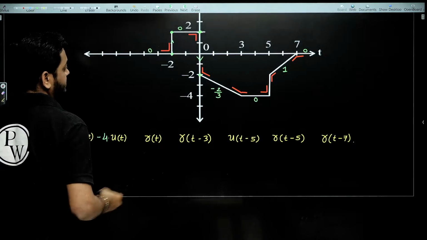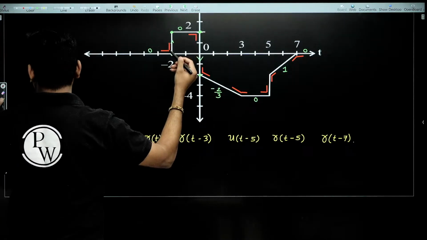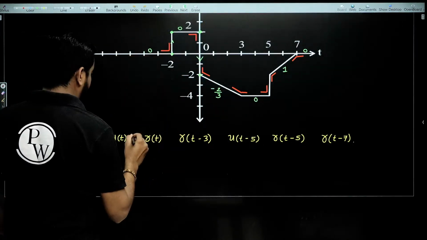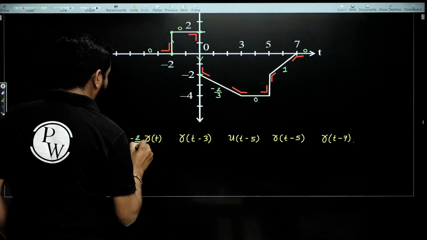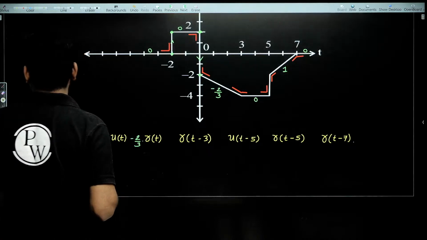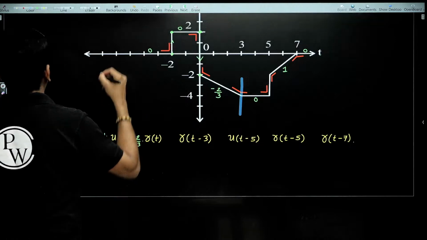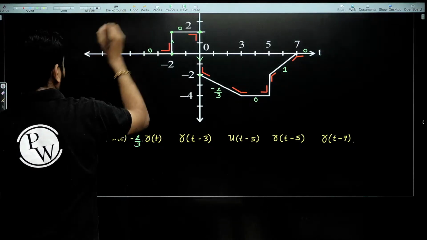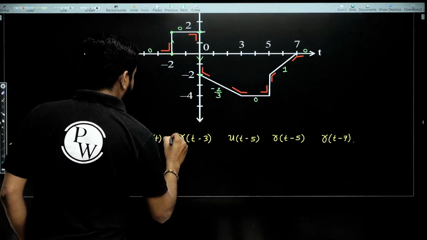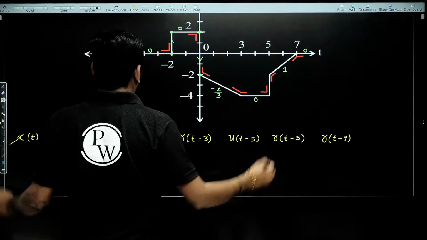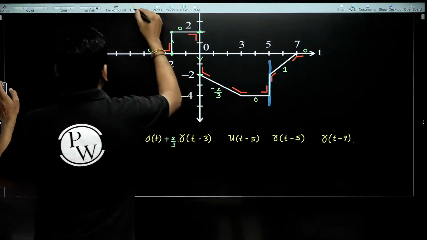Now here change in slope, next slope minus previous slope. Here next slope is minus 2 by 3, previous slope is 0. So it is minus 2 by 3. Okay, here next slope minus previous slope, 0 minus 2 by 3, so here it is plus 2 by 3. Correct?